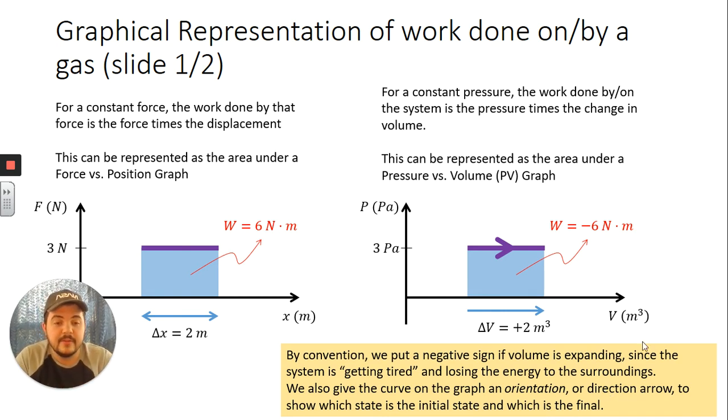When we start drawing these PV diagrams, these PV graphs, we're going to give the curve, the purple line here, an orientation, which means we're going to give it a direction. The volume wasn't compressing 2 cubic meters, it was expanding 2 cubic meters. And so we're going to have this direction arrow, this orientation from left to right, because the gas was expanding. So when the gas expands, that will be negative work by the system, because the system is getting tired, it's losing energy to its surroundings.